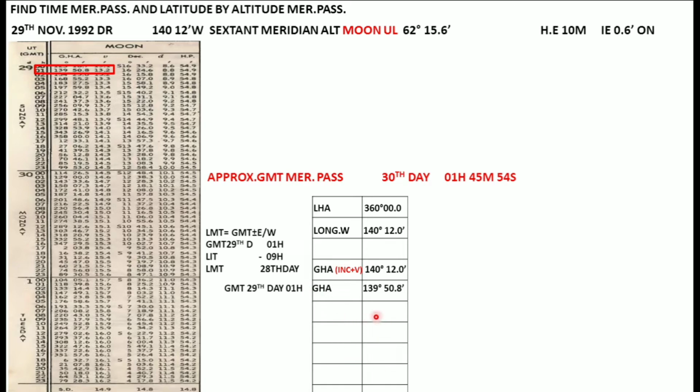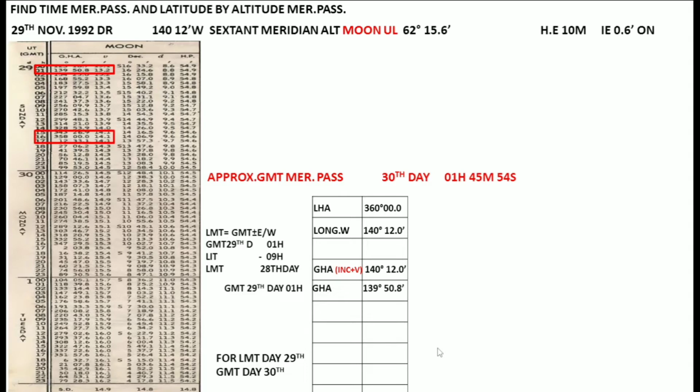You'll have to continue following up everything and then find your LMT to see if your date is the same. Here I've just taken a shortcut, using the 29th date, and used my GMT to find my LMT. My LMT comes to 28th, so this GMT is wrong. It should be the 30th. To have my LMT of 29th, I should have the GMT date as 30th.